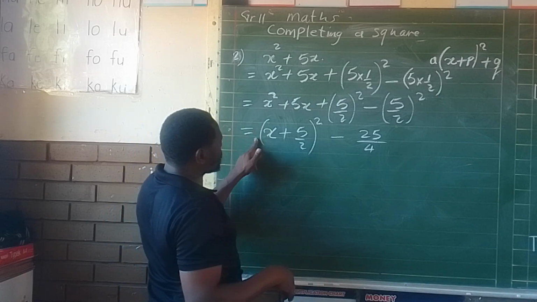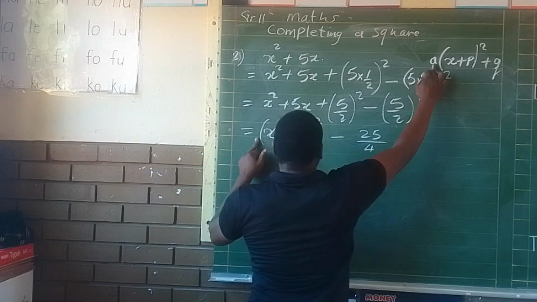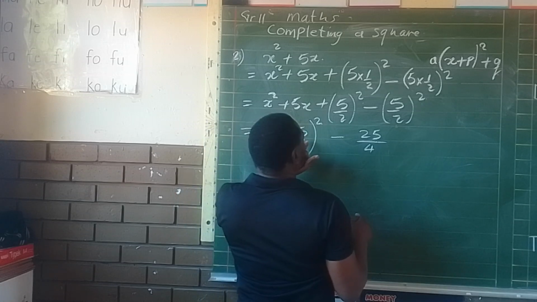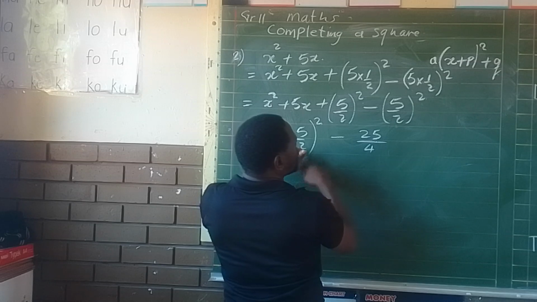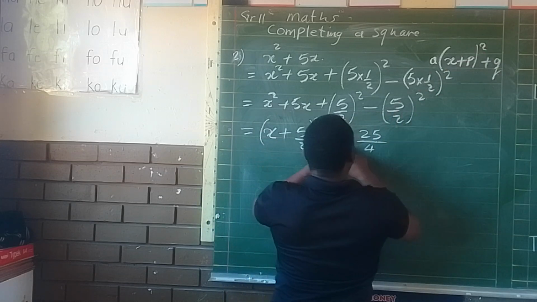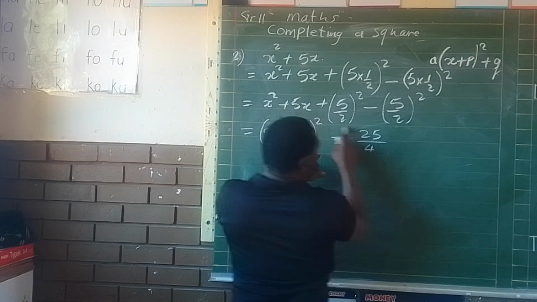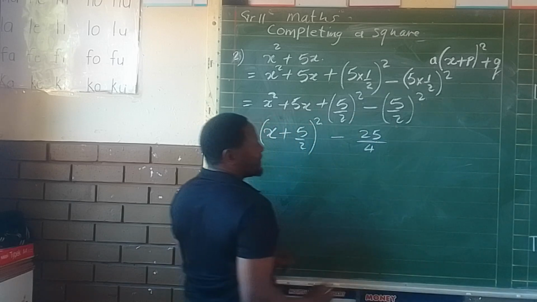Your a here is 1. Here, x plus p is x plus 5 over 2. You square that plus q. This is our q part.